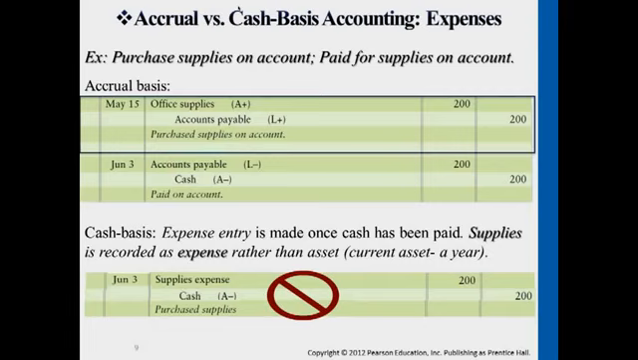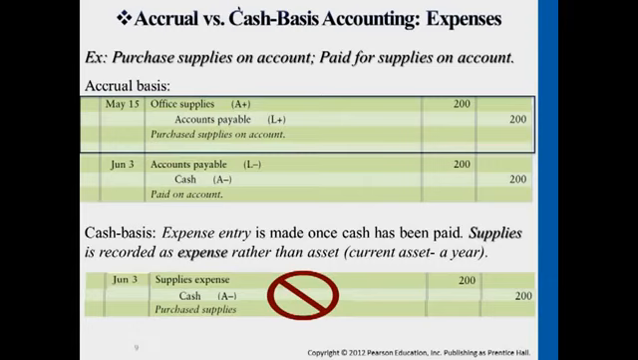Now, have you noticed another difference here in terms of the account names? Supplies expense. So accrual accounting here, we record the supplies that we purchased, we haven't used up as office supplies. Under cash basis, for any current asset, any asset that lasts no longer than a year, is directly recorded as expense account. So there are two differences for expenses.